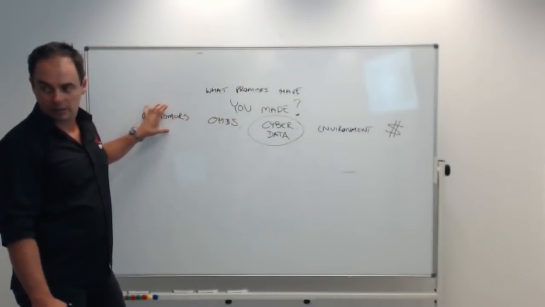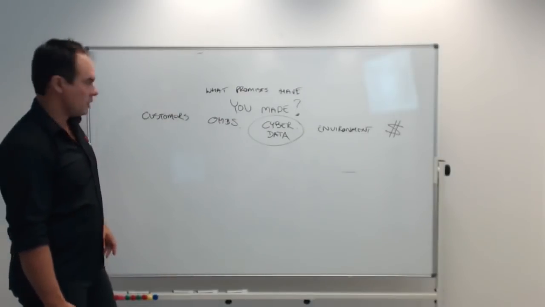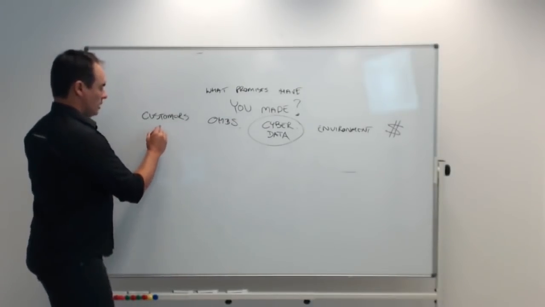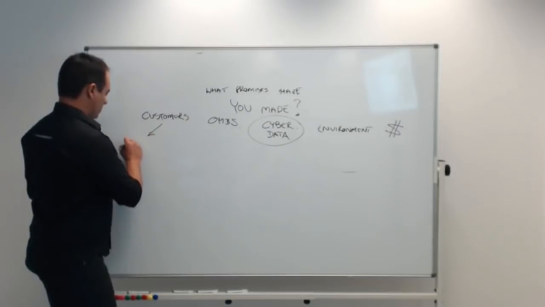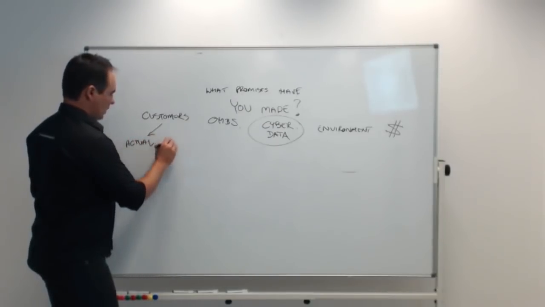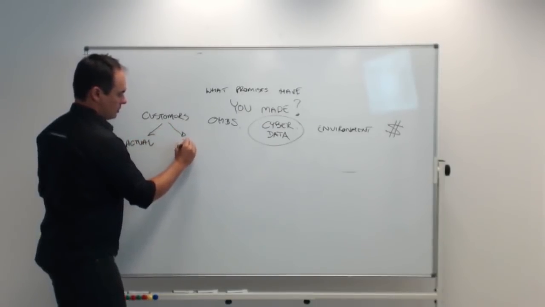Can we see that? Is that still on the screen? Is it big enough for everybody? Yep. So we've got customers. Now there are actual promises and implied promises.